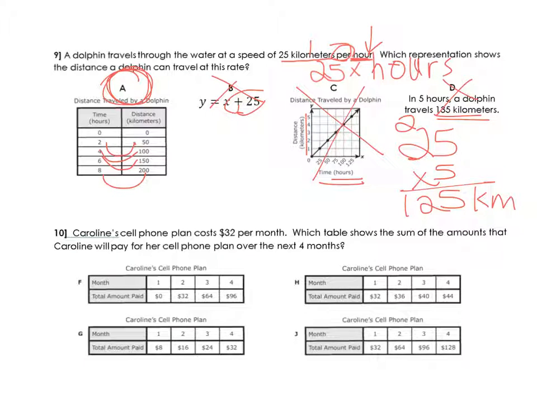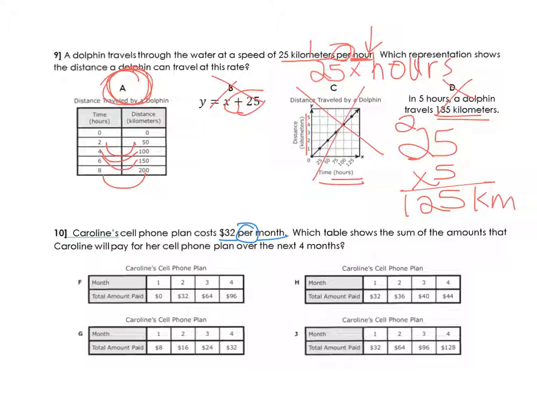Number 10. Caroline's cell phone plan costs $32 per month. Which table shows the sum of the amounts Caroline will pay for her cell phone plan over the next 4 months? So they're asking me which of these tables represents the relationship of $32 per month. So I'm looking for a table that's multiplying the month by 32.